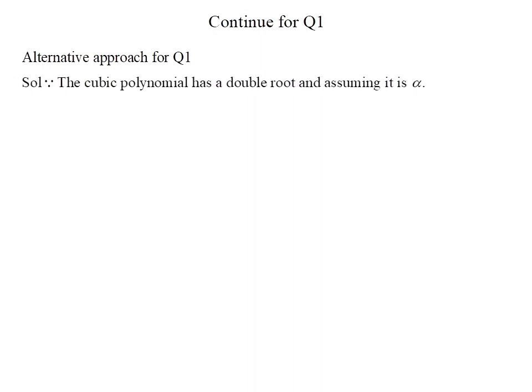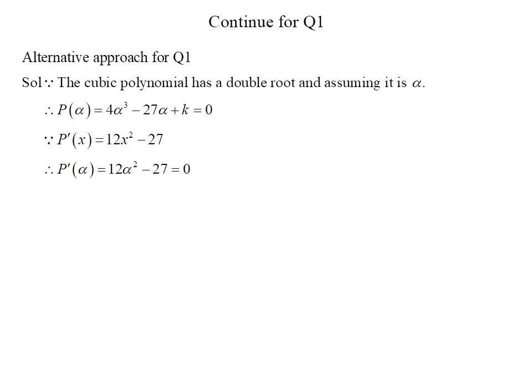Since the cubic polynomial has a double root and we assume it is alpha, we substitute alpha for the variable x in the cubic polynomial, and we have p(alpha) equals 4 alpha cubed minus 27 alpha plus k equals 0. On the other hand, we differentiate the polynomial p(x) and then substitute alpha again for the variable of p prime x and set it to 0. Now we have 2 simultaneous equations established to solve the double root alpha and the unknown constant k.